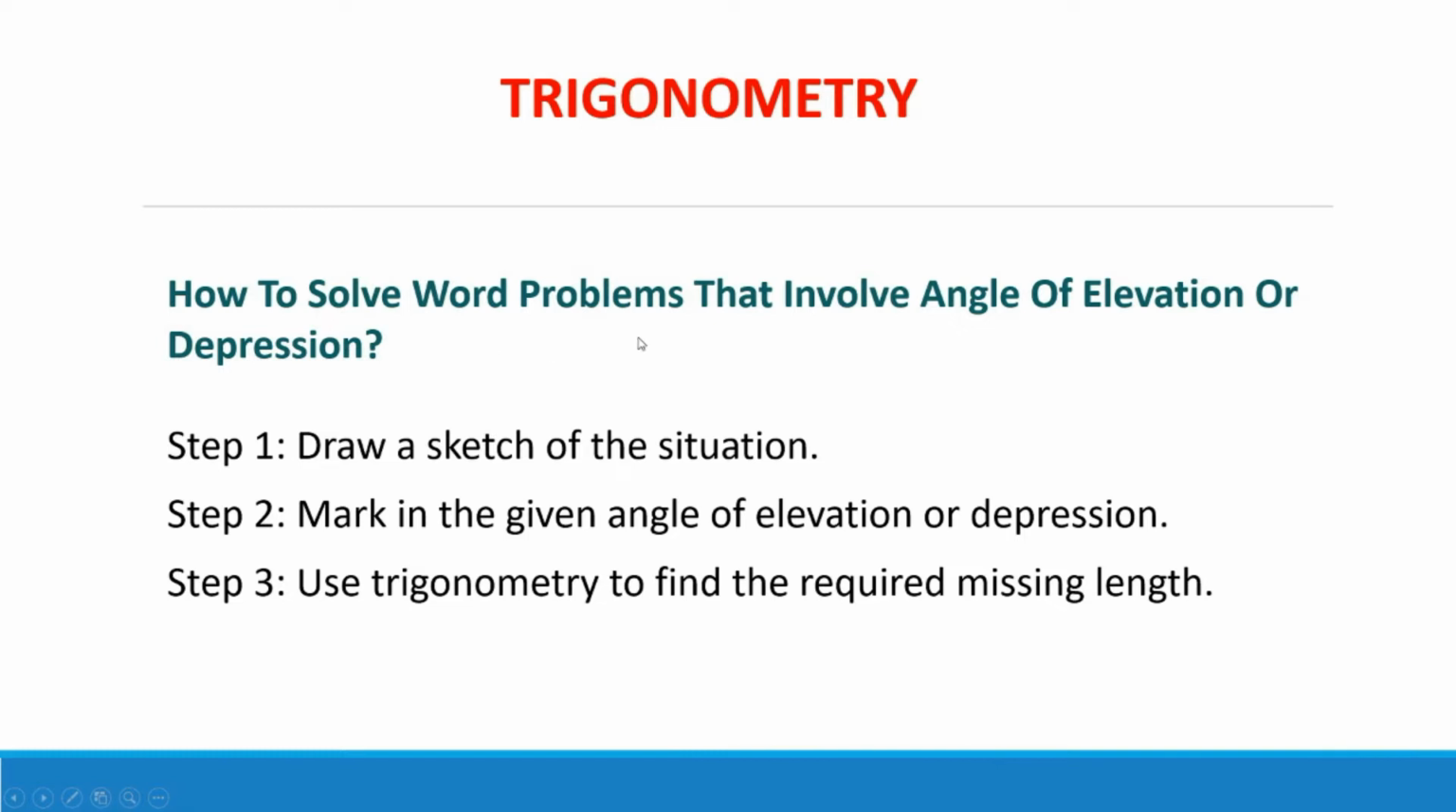And how to solve word problems that involve angle of elevation or depression. Step 1: Draw a sketch of the situation or the given problem. Step 2: Mark in the given angle of elevation or depression, so identify if it is an angle of elevation or an angle of depression. And Step 3: Use trigonometry to find the required missing length.